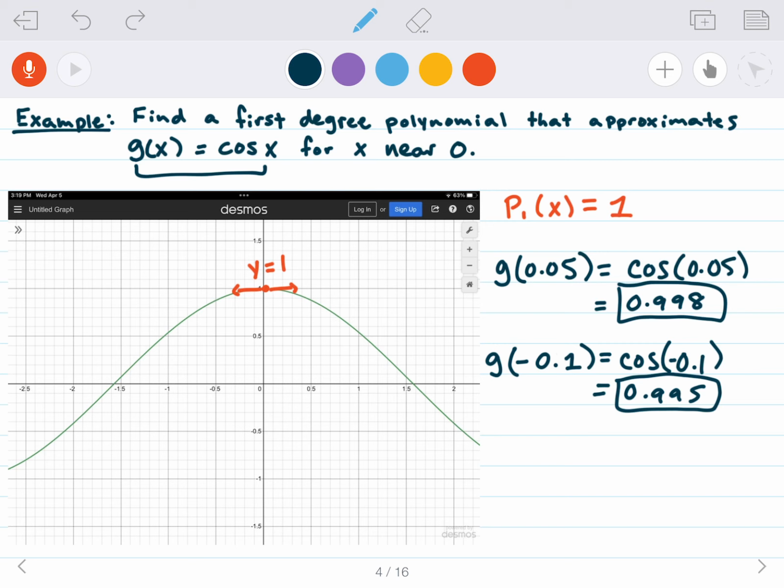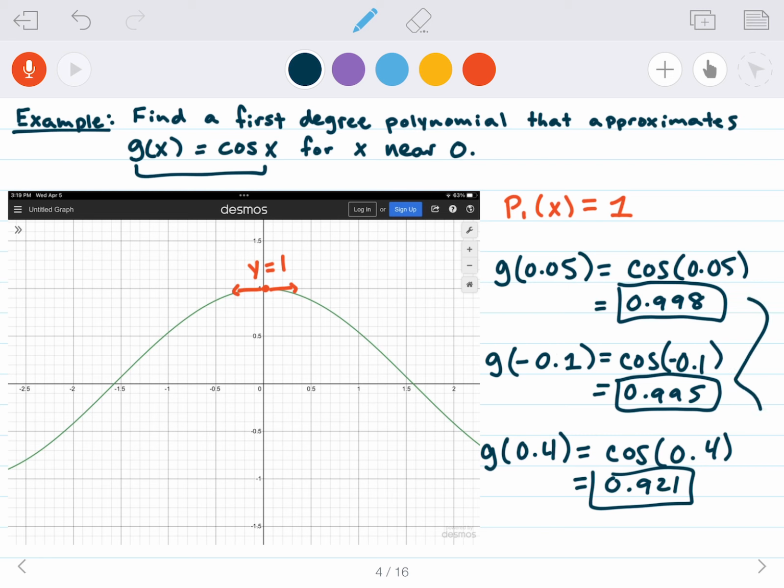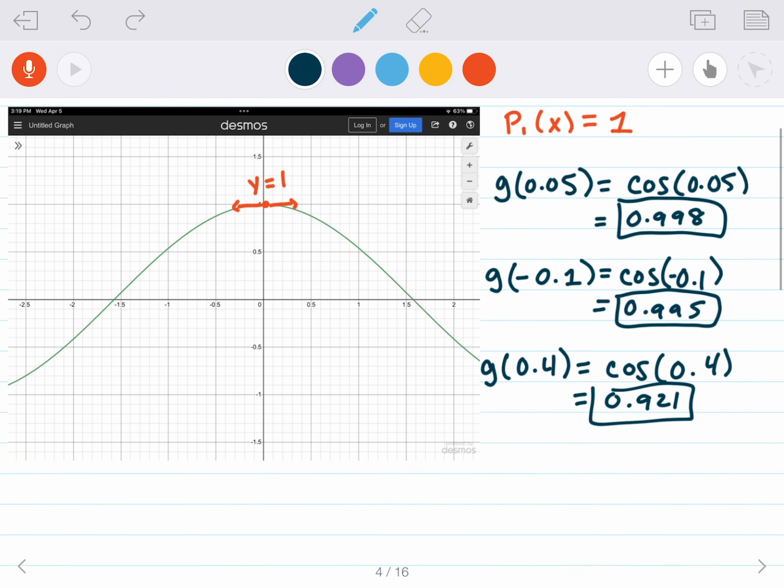That's what's happening here. So what if I do g of 0.4? That's even further away than the other two above. That's going to give us cosine of 0.4, which is 0.921. So we can see the approximation getting progressively worse. And so maybe let's make a note of this down here. The further we stray from x equals 0, the worse the approximation is.